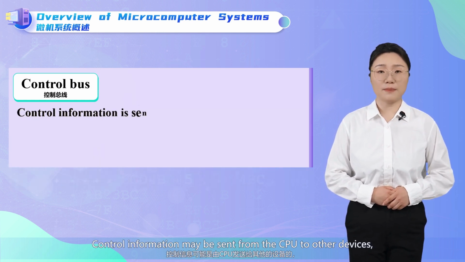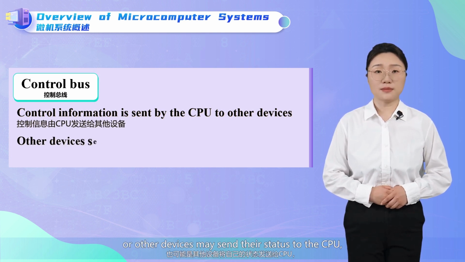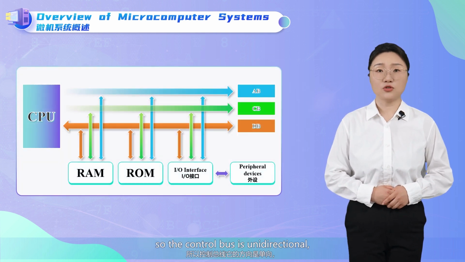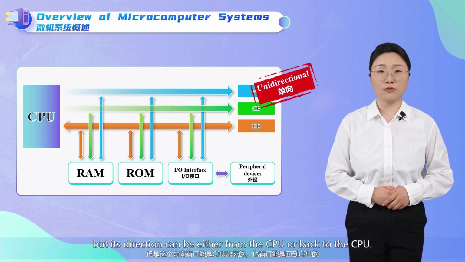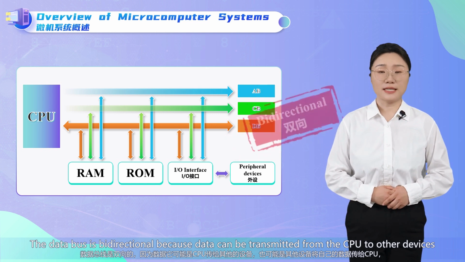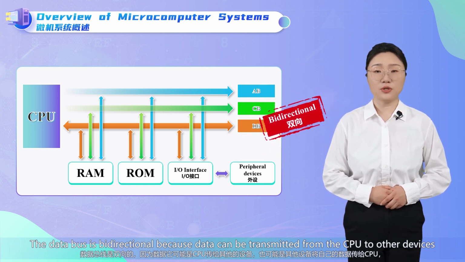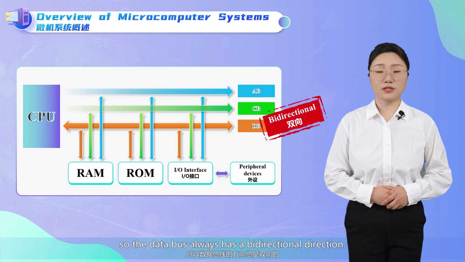Control information may be sent from the CPU to other devices, or other devices may send their status to the CPU. So the control bus is unidirectional, but its direction can be either from the CPU or back to the CPU. The data bus is bidirectional, because data can be transmitted from the CPU to other devices, or from other devices to the CPU.